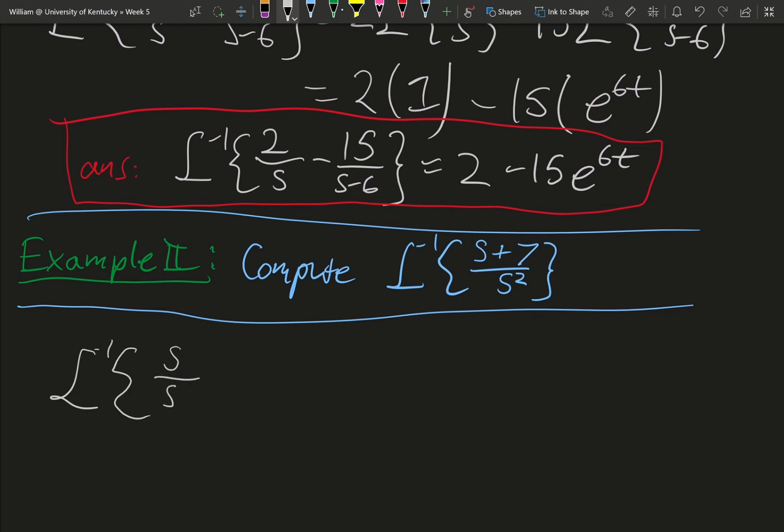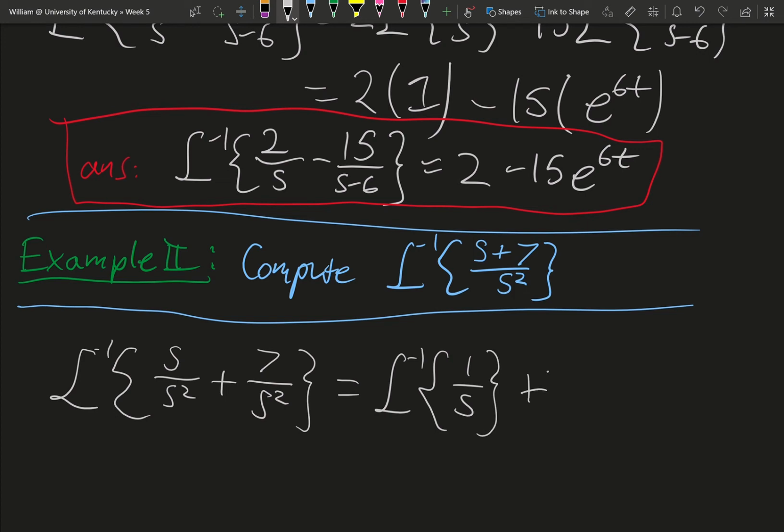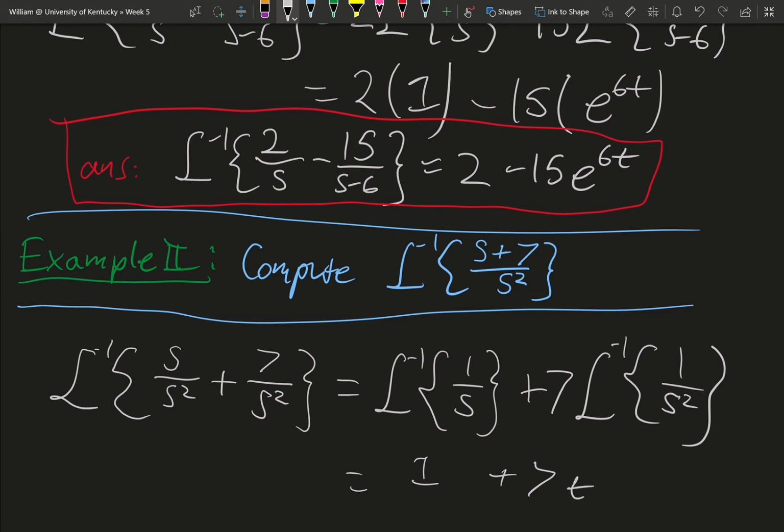So we have s over s² plus 7 over s². So we have that this is equal to the inverse Laplace transform of 1/s, which we know is 1, plus 7 times the inverse Laplace transform of 1/s², which is t. And so this then is our answer.